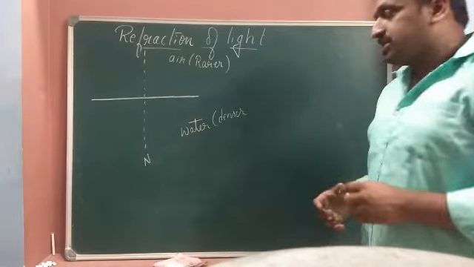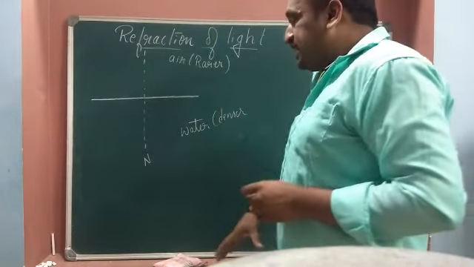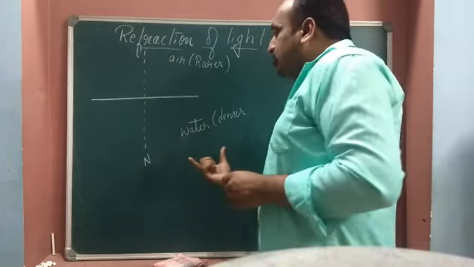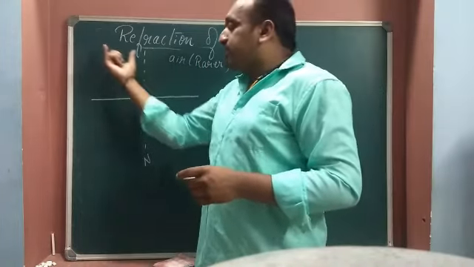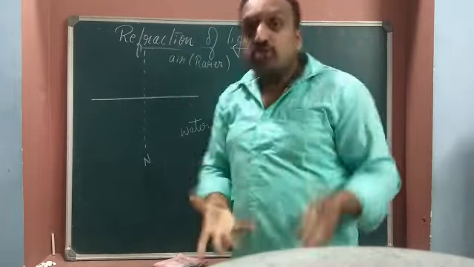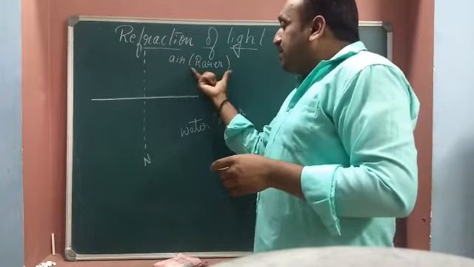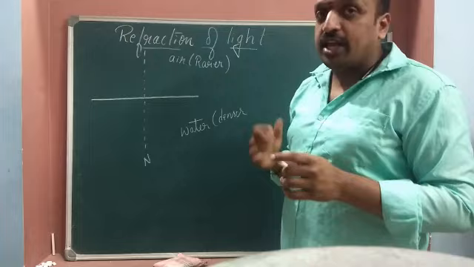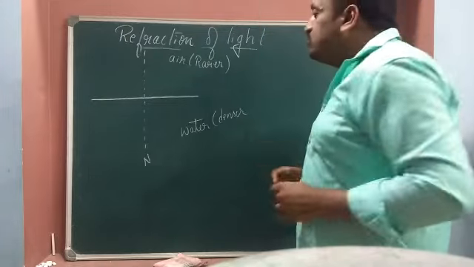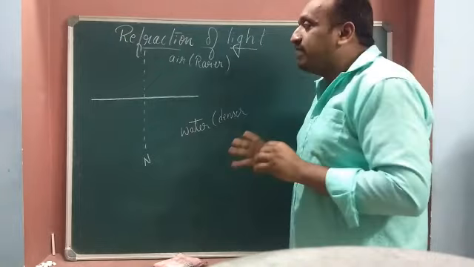Now, dear students, consider two transparent media, air and water, and a ray of light which is passing from air to water. We can also say it is a ray of light passing from a rarer medium to a denser medium. Both are transparent media only. So, how do we explain the concept of refraction of light?